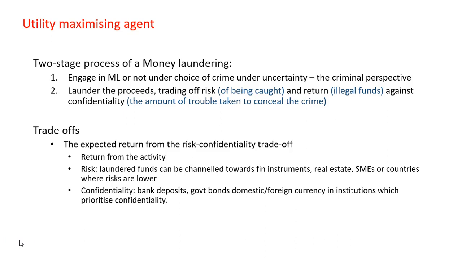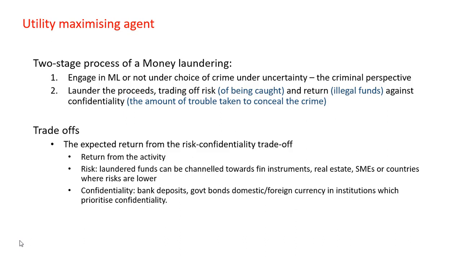We can see it as a two-stage process. First of all, the decision as to whether to engage in money laundering or not, and then the decisions that are taken in the money laundering process, and that is going to be related to the risk of being caught, the returns they're going to get, and the amount of trouble they're going to take to conceal the crime. These elements, as you might expect, have certain trade-offs related to them.